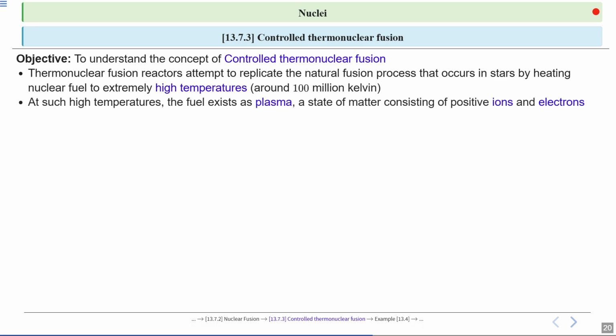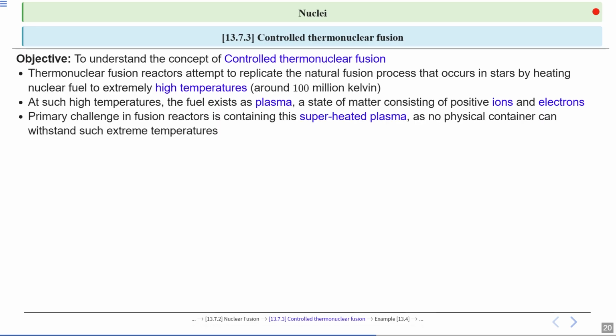At these temperatures, the fuel doesn't stay as a solid, liquid, or gas. It becomes plasma. Plasma is a special state of matter made up of positive ions and free electrons. Notice the main challenge here: containing this superheated plasma, no physical material can touch it without melting instantly. So scientists use magnetic fields to keep the plasma suspended and away from the walls of the reactor.